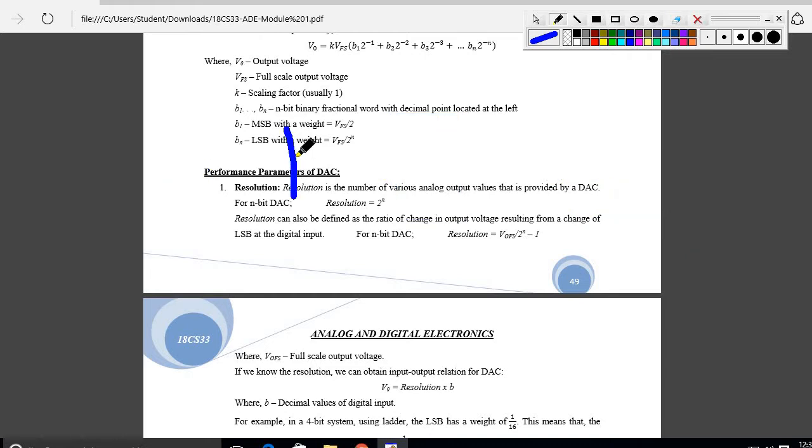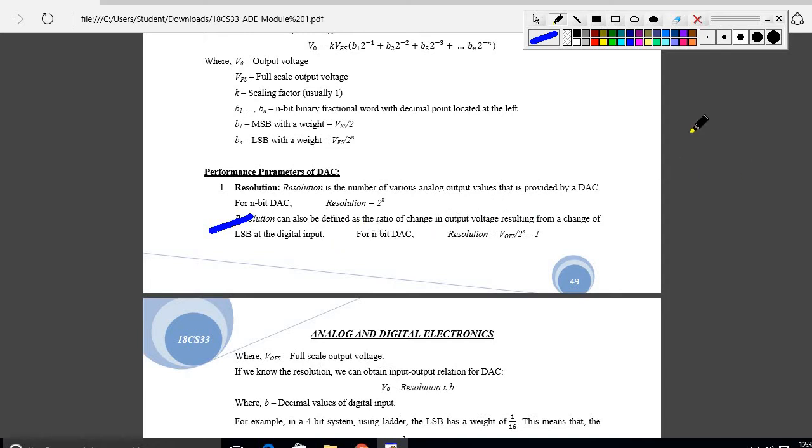The formula of the resolution is R equal to 2 power n, where n is the number of bits. It might be 1, 2, or 3 up to n. Okay, and one more definition for resolution: it is the ratio of change in the output voltage resulting from a change of LSB at the digital input.